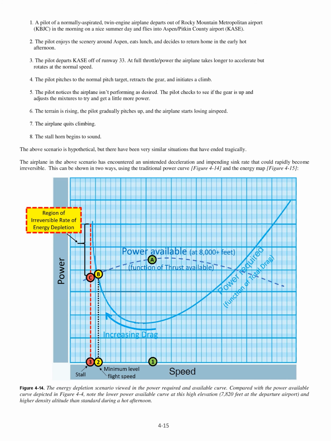The above scenario is hypothetical, but there have been very similar situations that have ended tragically. The airplane in the above scenario has encountered an unintended deceleration and impending sink rate that could rapidly become irreversible. This can be shown in two ways, using the traditional power curve and the energy map.